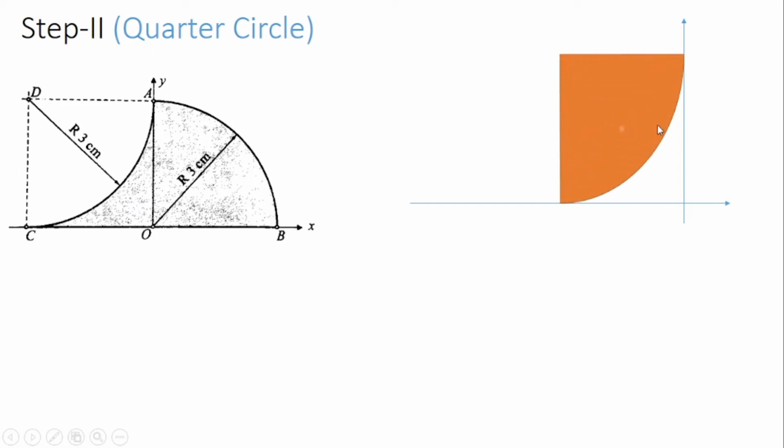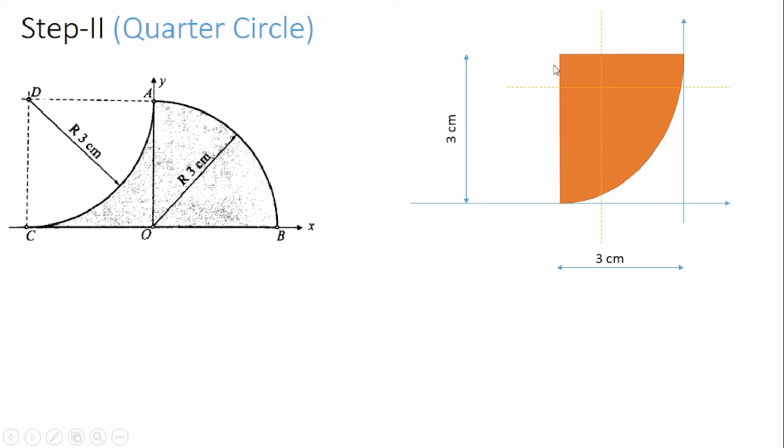So this is the location of the quarter circle. Now see, the distance from C to O, or O to C, is a total distance of 3 cm. That's why it is shown 3 cm. The distance of D to C is again 3 cm. So this is 3 cm and the radius of the quarter circle is 3 cm. So we'll get the centroid somewhere here.